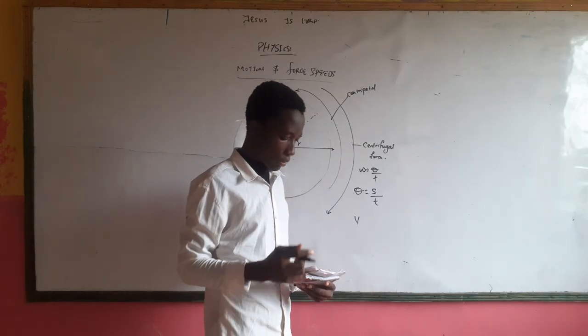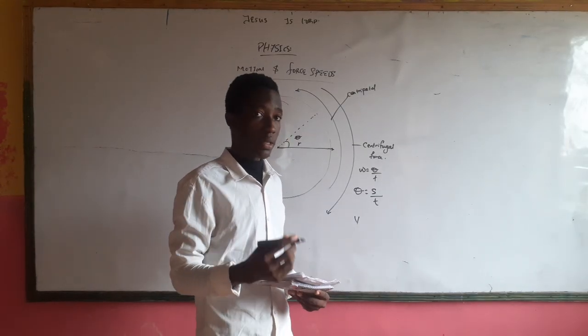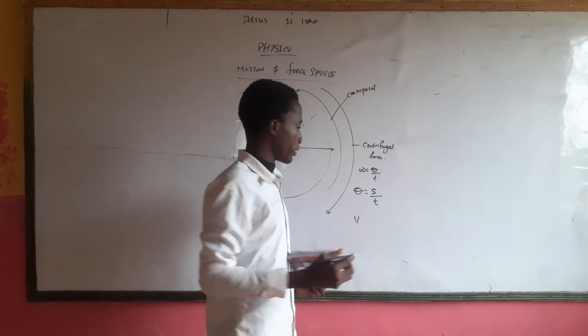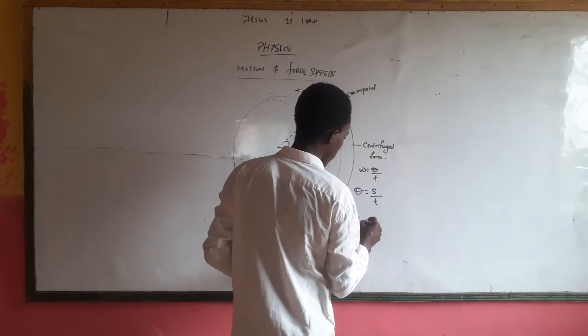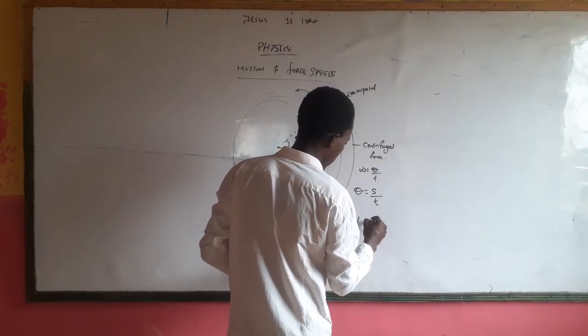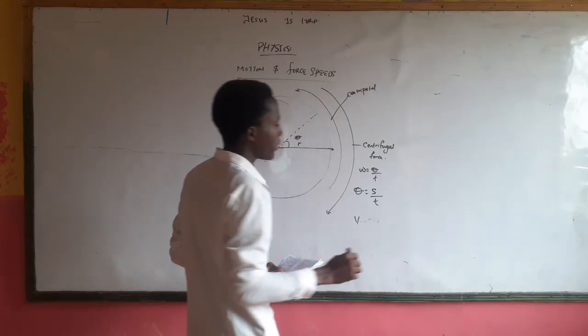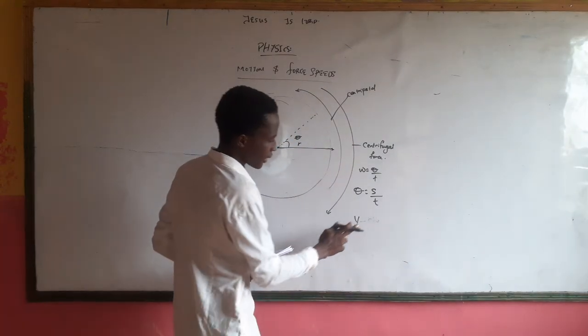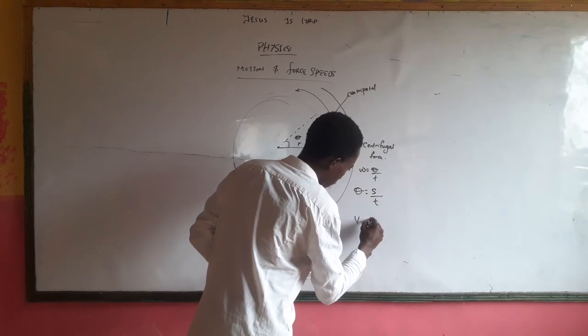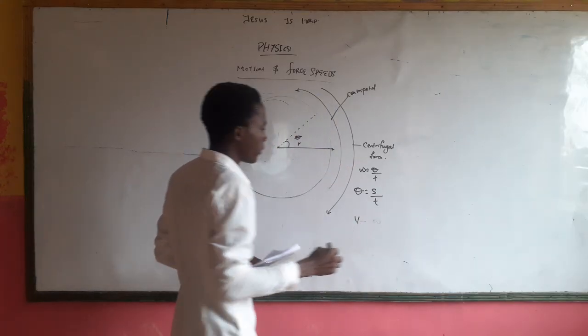So let's just continue. There's something called linear speed. It's given as the radius multiplied by the angular velocity. So we have V. V is equal to R W. So please don't just mind the marker. So just get it. V is R W.